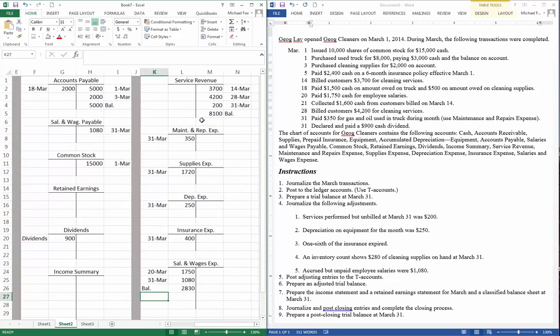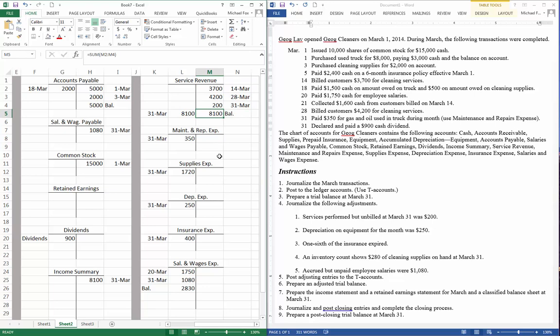So if I were to bring it over here just so I can show you, on March 31st, we'll do 8,100 to service revenue on the debit side, and then 8,100 the income summary on the credit side. I've closed that out. So now the new balance of service revenue is 0, right? Because it had 8,100 on the debit side and 8,100 on the credit side. So the new balance is 0.